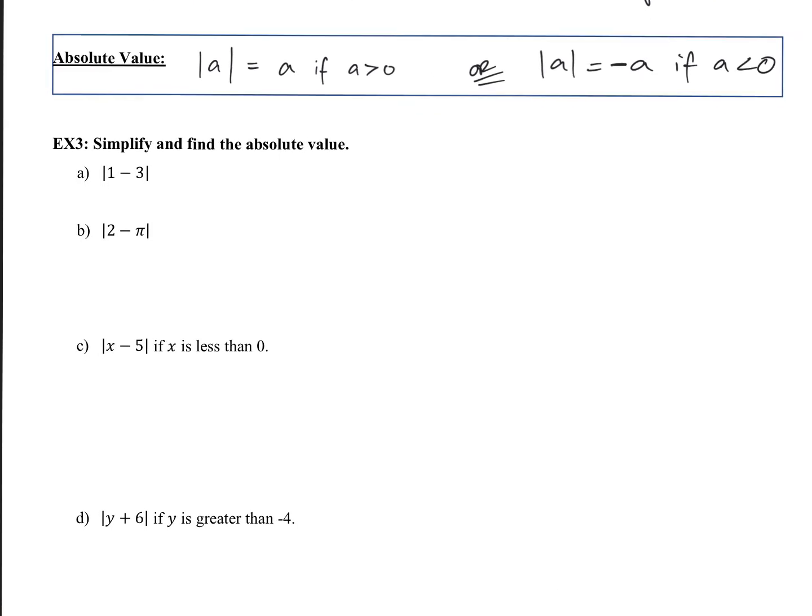Example 3, simplify and find the absolute value. Absolute value of 1 minus 3. Well, let's just go ahead and simplify that first. So 1 minus 3 is going to be negative 2. And then the question here.